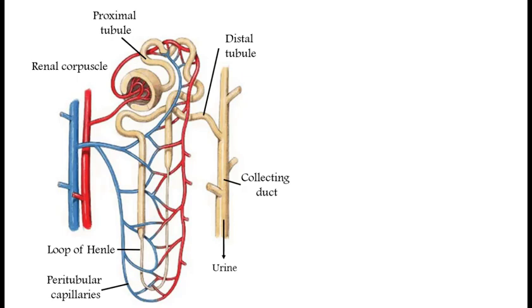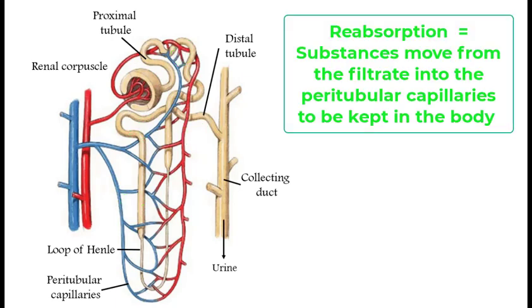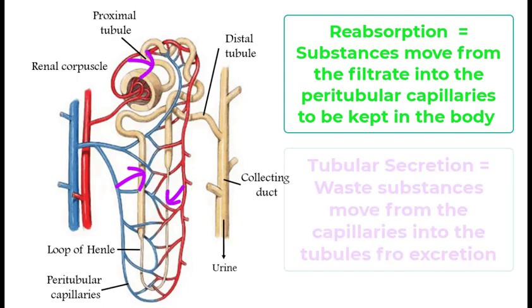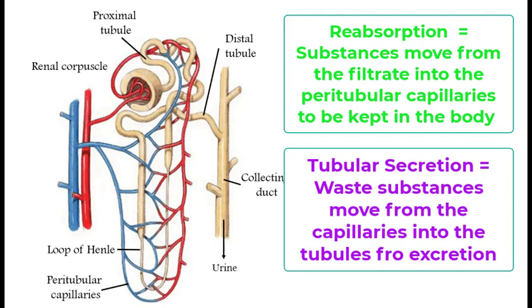As it passes through those tubules, substances like sugars and calcium and sodium and amino acids will be reclaimed, that is, taken back up into the blood capillaries in a process called reabsorption. And substances that were not originally filtered out, that are actually waste products, will be moved from those capillaries into the tubules in a process called tubular secretion.